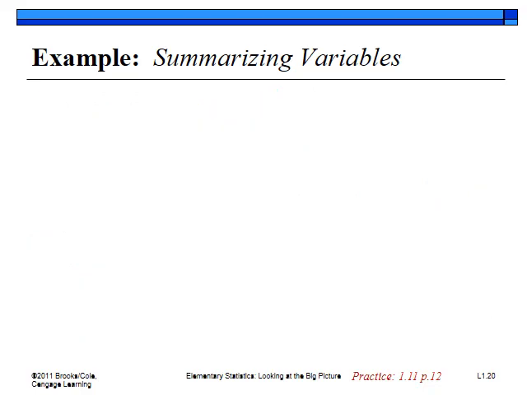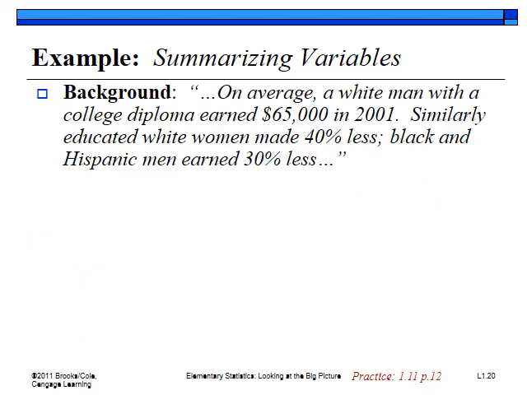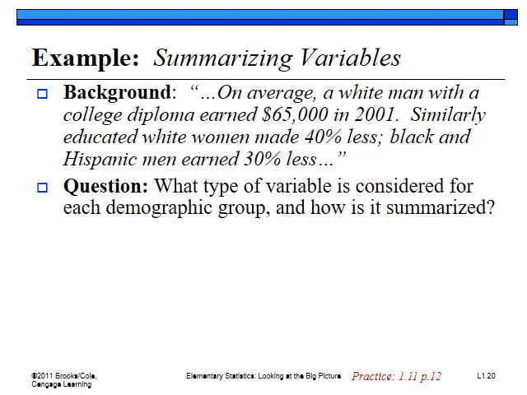Let's look at another example of summarizing variables. On average, a white man with a college diploma earned $65,000 in 2001. Similarly educated white women made 40% less. Black and Hispanic men earned 30% less. What type of variable is being considered for each demographic group, and how is it summarized?